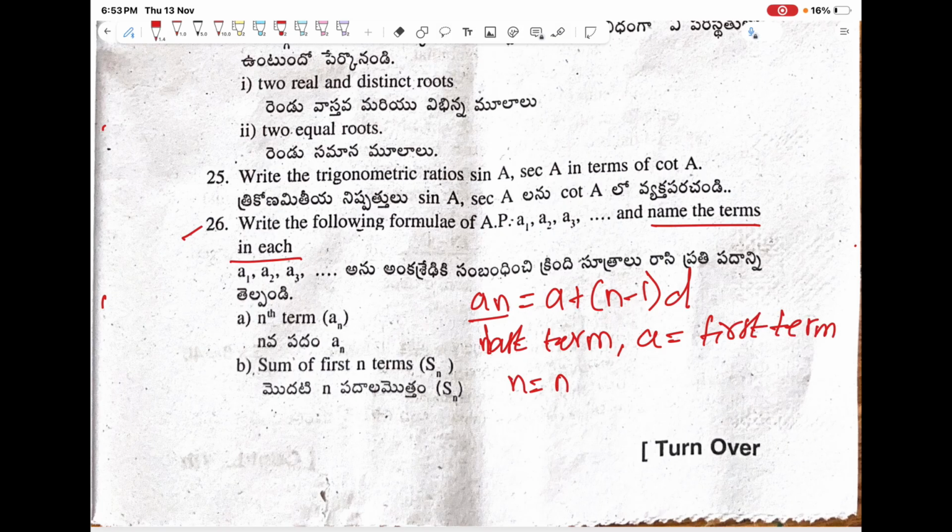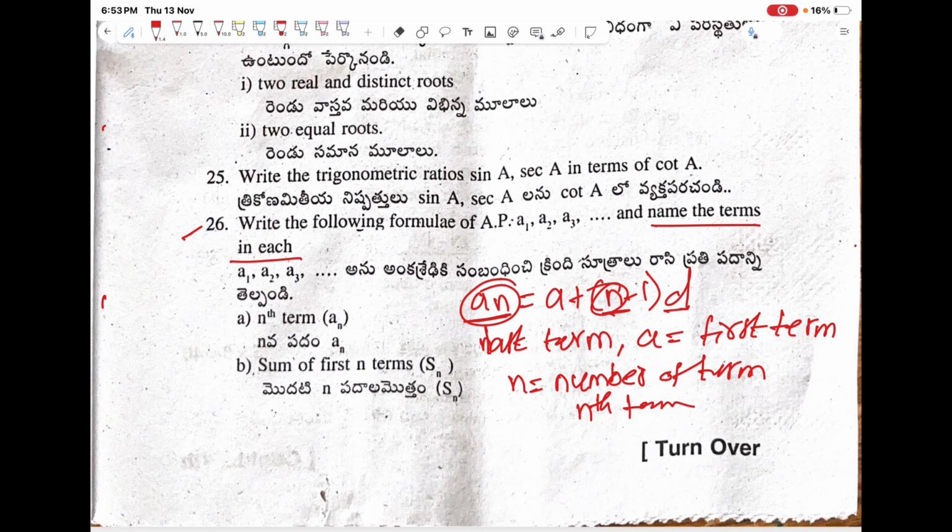n is the number of terms. It is the nth term, so don't get confused by the an. This is the last term. And n is the number of terms.